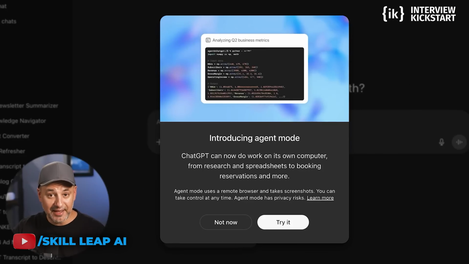AI agents. Everyone's building AI agents.